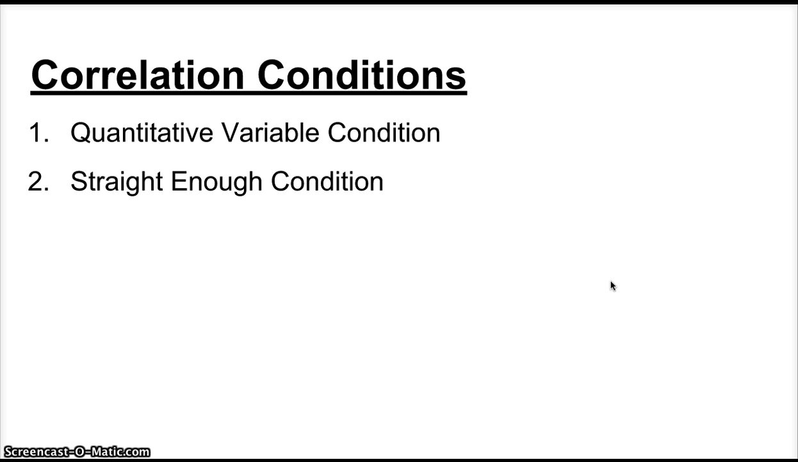The second one is: is your scatter plot straight enough? Does it look relatively linear? And the third one: are there outliers or anything that might throw it off and make it not linear? If there's extreme outliers, there's a good chance that you're not going to be able to use correlation.